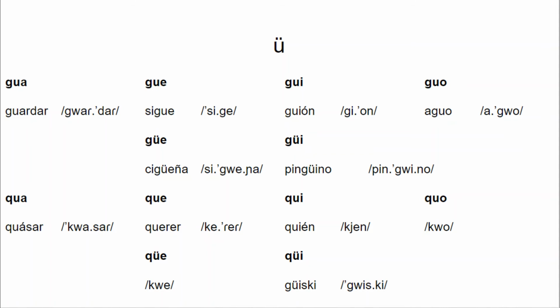Also, watch out for the words on the wings, because those still are pronounced like W's. Guardar, agua, quasar, and quo.